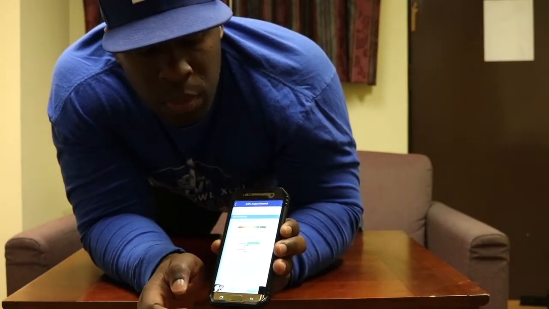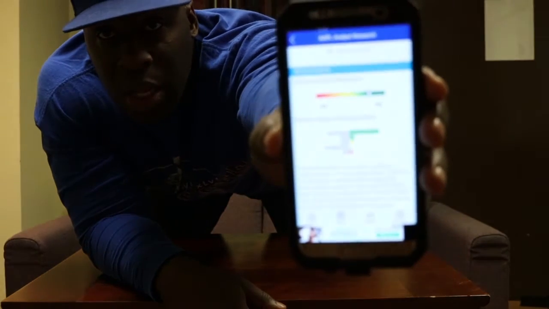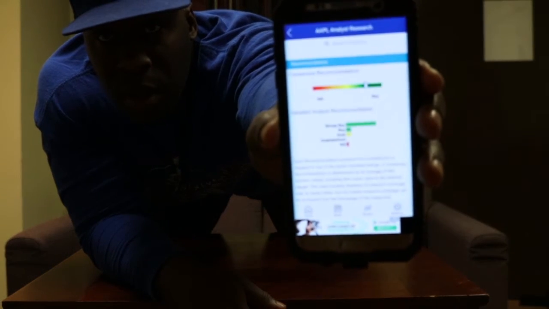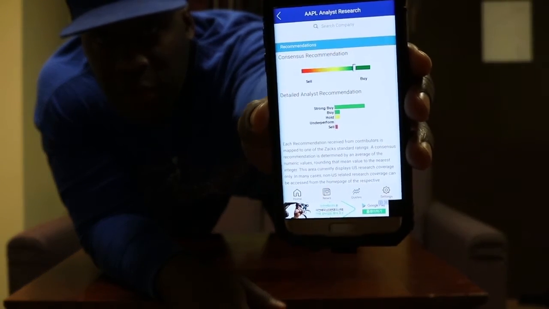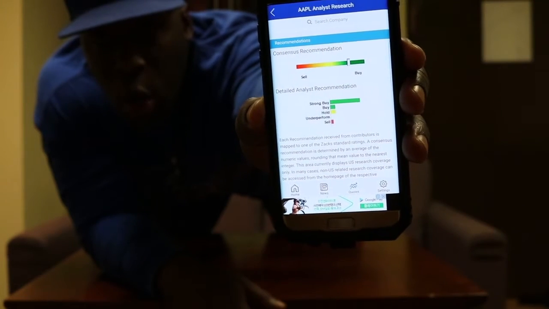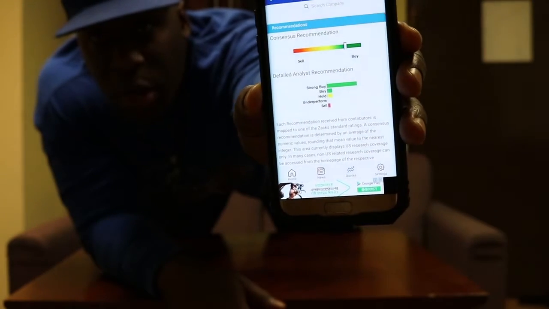Now, if I hit this, it's going to give you more analytical research and different graphs to tell you strong buy, strong hold. So they're saying basically buy it and hold it. And because of the way the market moves on particular stocks, you have to look at both. What do I mean by that?